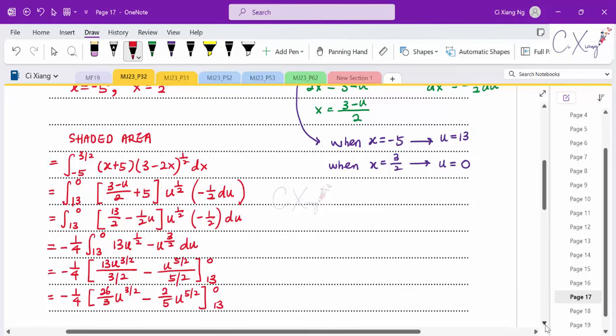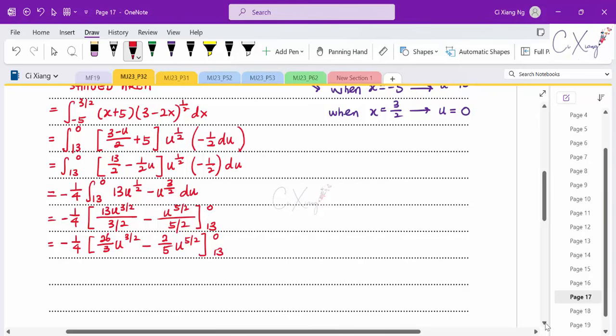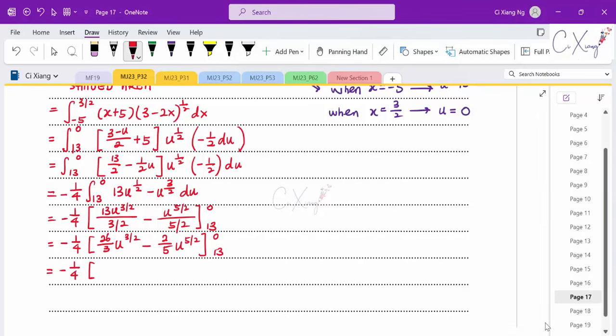Okay, then next one. Now you can start to substitute in the value. First of all, you substitute the value 0 into your expression here. When you substitute 0 into your expression, this whole expression is a 0, so I just simplify it as a 0. Then the power 13 is minus, right? Okay, so substitute power 13.